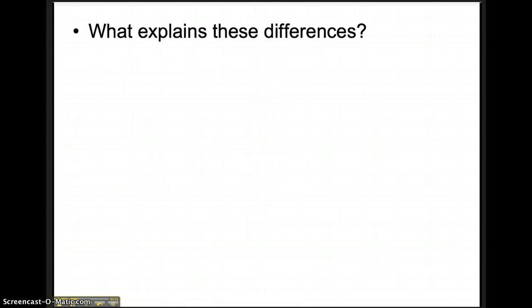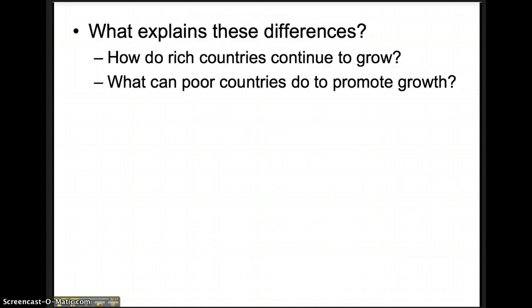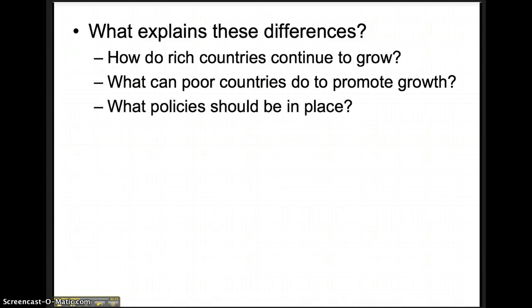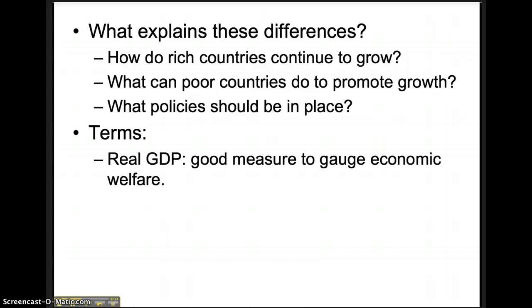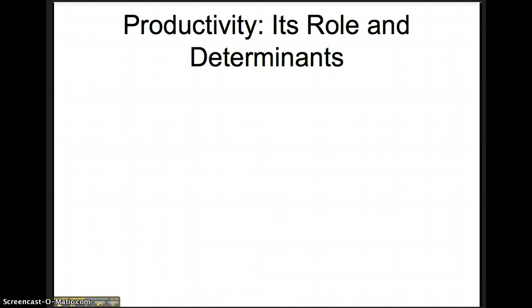Economists want to know, how do rich countries like the United States continue to grow? What can poor countries like Chad and Nigeria do to promote growth? And what policies should be in place to help promote growth overall? Two key terms before we get into the material for this chapter. Real GDP is a good measure to gauge economic welfare, and growth in real GDP is our good gauge of economic progress.